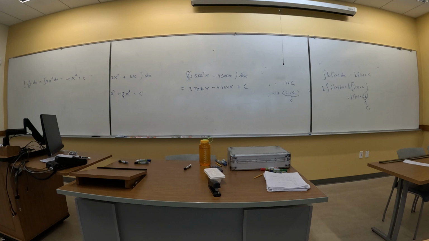Is this a good final answer? Not quite because we have a negative exponent, so what's the best final answer? Negative 2 over x squared plus c. Beautiful.